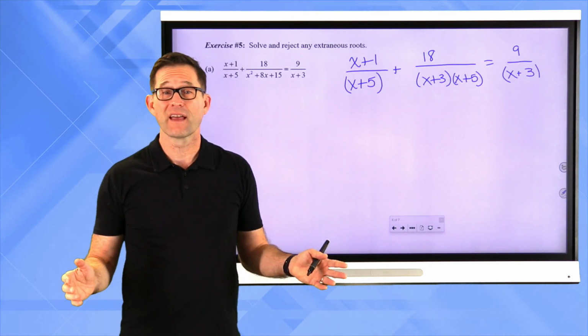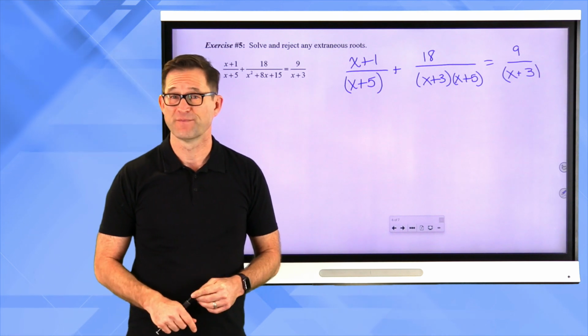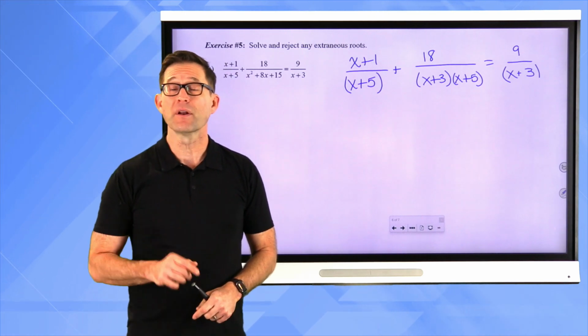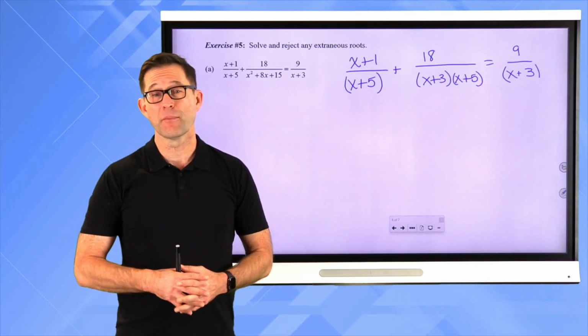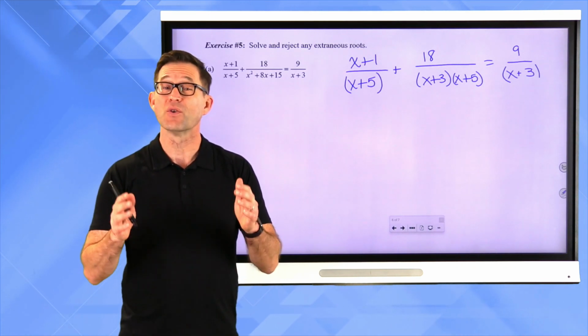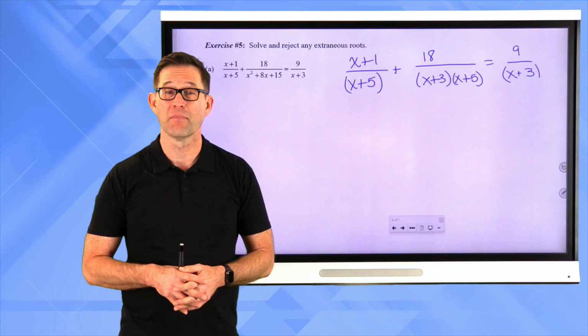Now the only thing that's going to cancel an x plus 5 is an x plus 5. And the only thing that's going to cancel an x plus 3 is an x plus 3. So what I'm going to do is, my least common denominator would be x plus 3 times x plus 5. So that's what I'm going to multiply everything by.